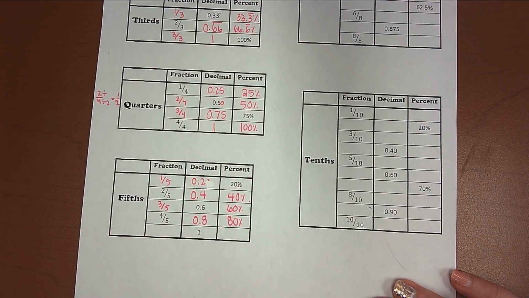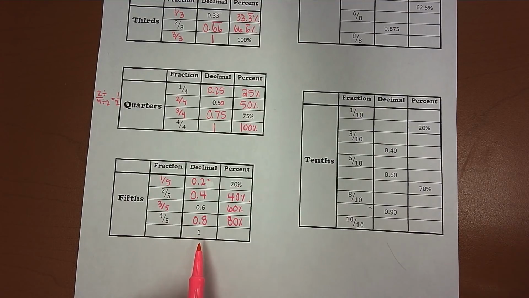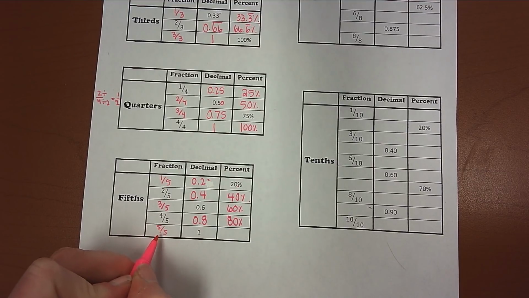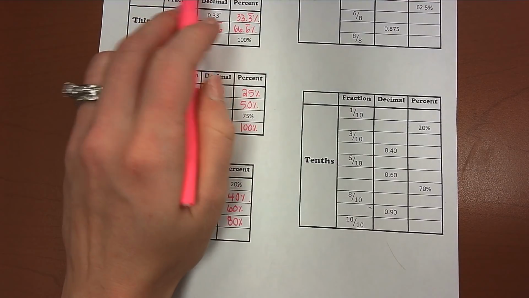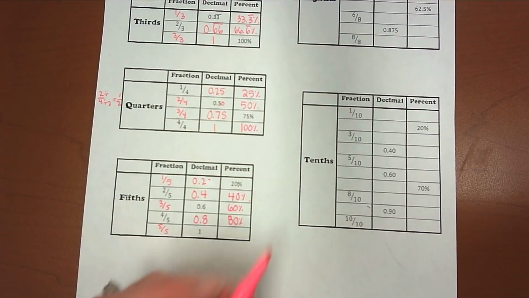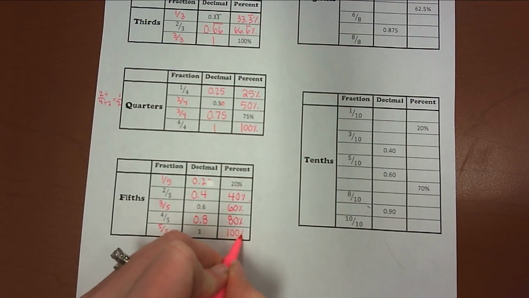and so my percentage is 80%. And then this last one's telling us that we have 1 whole, and we know that 1 whole is equal to 5/5. And then when we look up here at 1 whole, every time we have 1 whole, our percentage is always 100%.